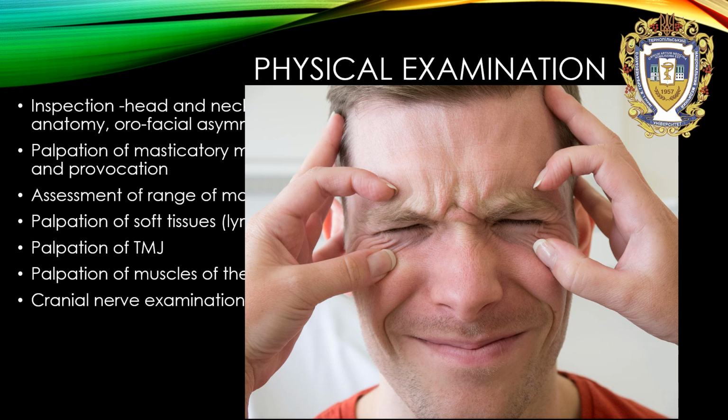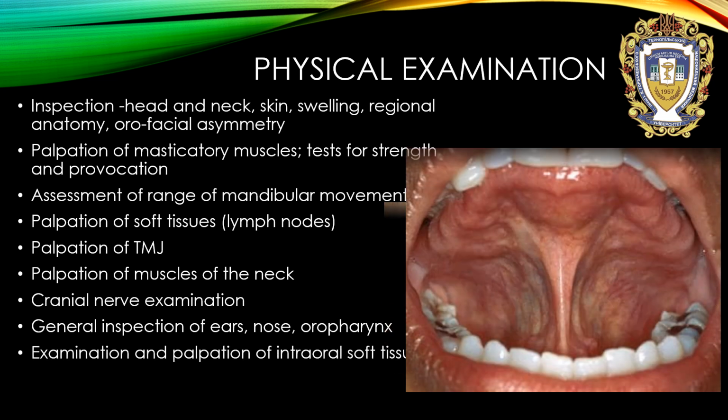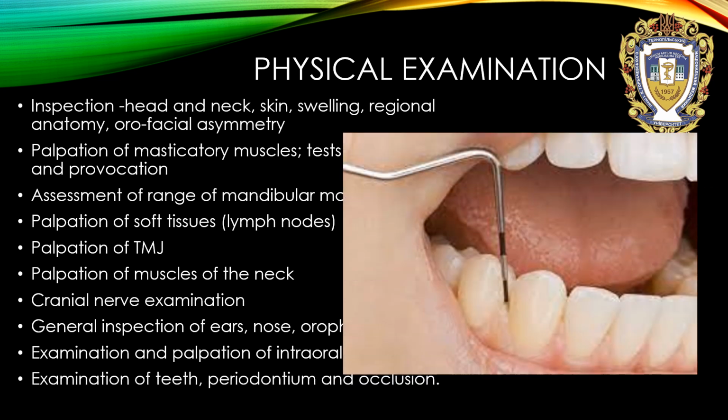Next step, cranial nerve examination. Valleix points palpation is shown. General inspection of ears, nose, oropharynx. Examination and palpation of intraoral soft tissues. Examination of teeth, periodontium, and occlusion.